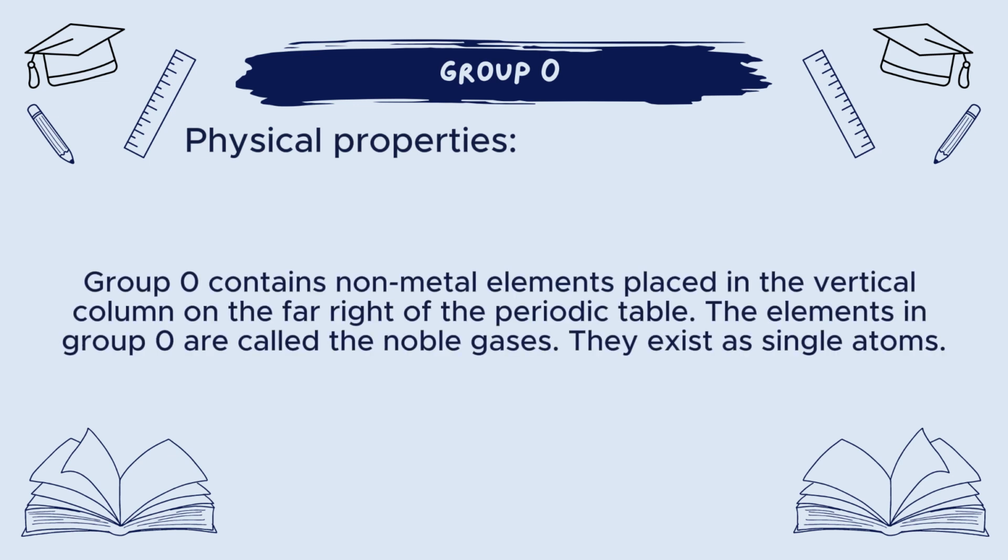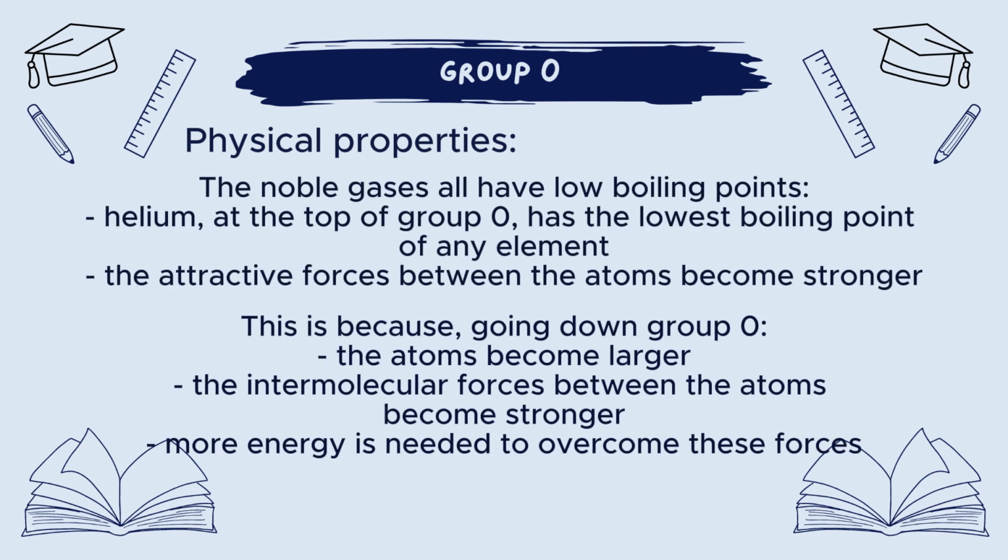First, Group 0. Group 0 contains non-metal elements placed in the vertical column on the far right of the periodic table. The elements in Group 0 are called the noble gases. They exist as single atoms. The noble gases all have low boiling points. Helium at the top of Group 0 has the lowest boiling point of any element.